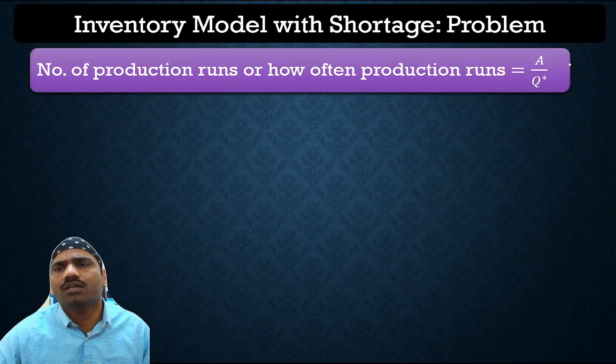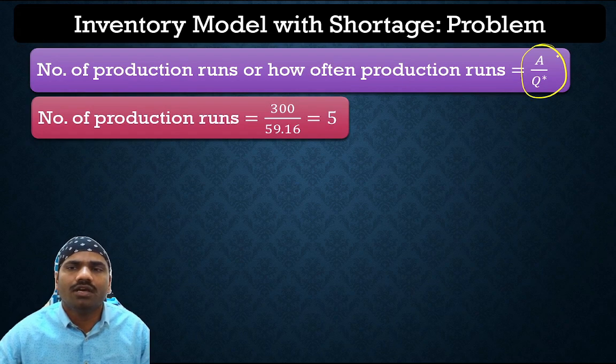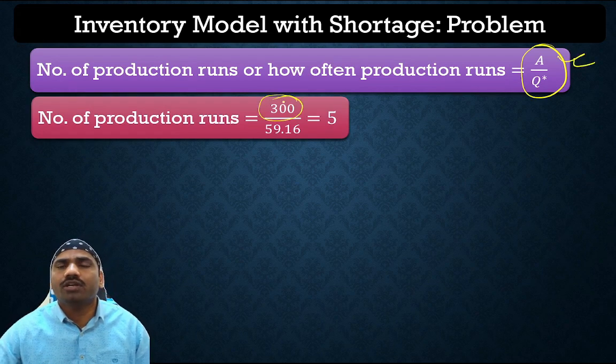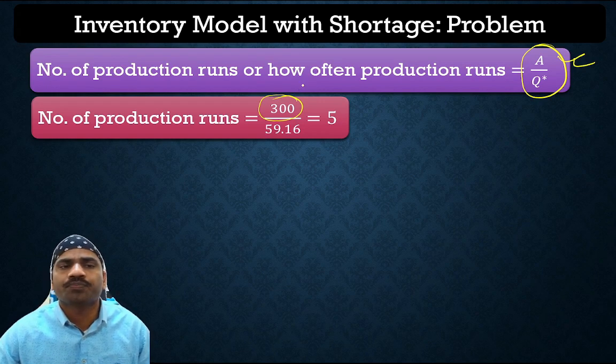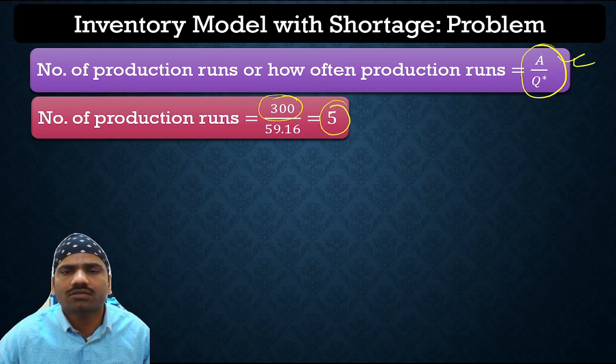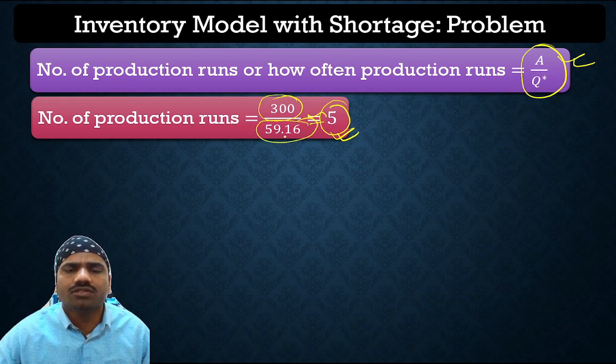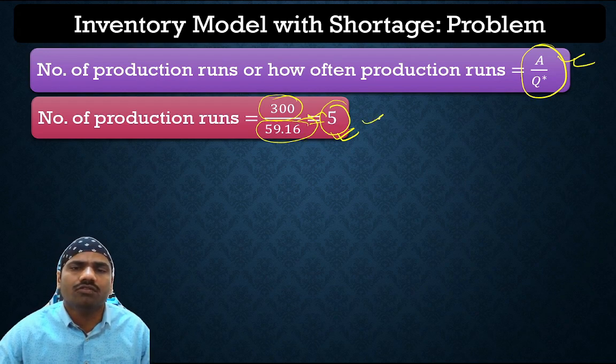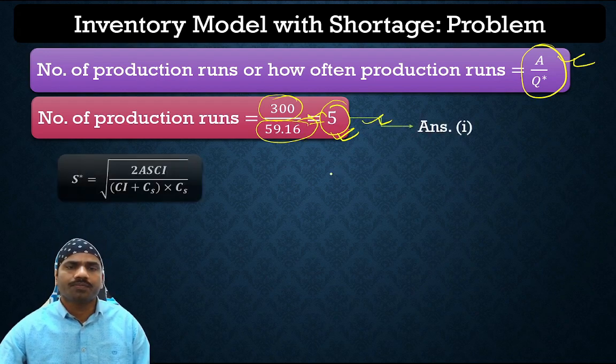Next we will find the number of production runs by A by Q, that is EOQ. A, the annual demand, is 300 units, because we have a requirement of 25 units per month. So the number of production runs will be around 5, because 300 divided by around 60 gives around 5. So the number of production runs is 5.